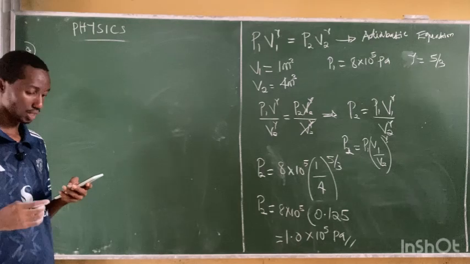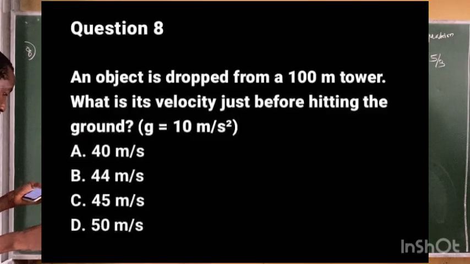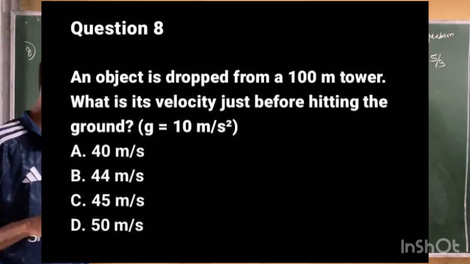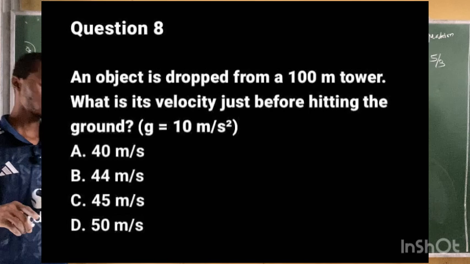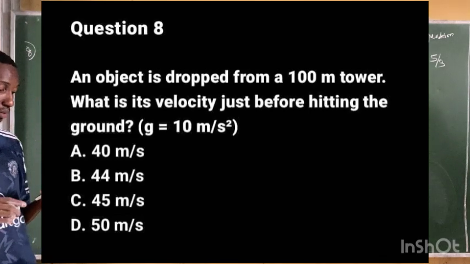Question 8 says an object is dropped from 100 meters tower. What is its velocity just before hitting the ground? Take acceleration due to gravity to be 10 meters per second squared. Option A says 40 meters per second. Option B, 44 meters per second. Option C, 45 meters per second. And option D, 50 meters per second.